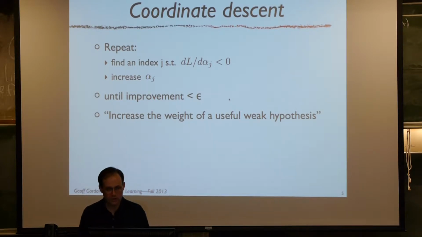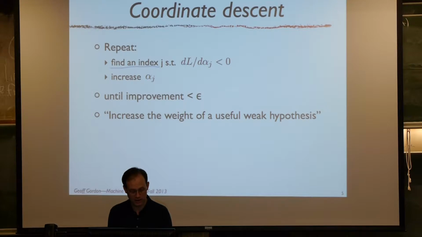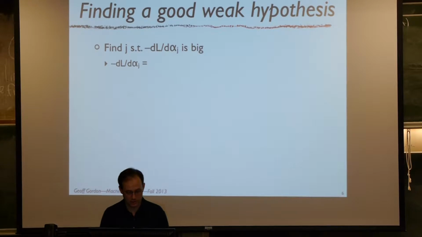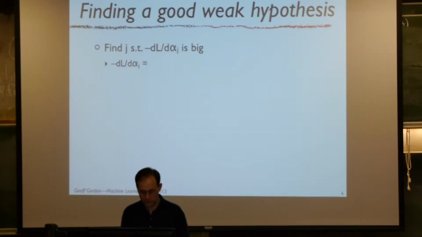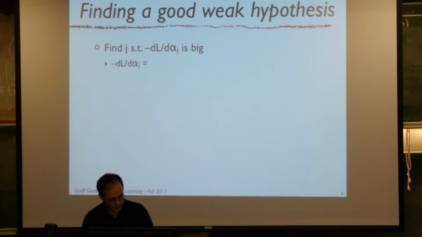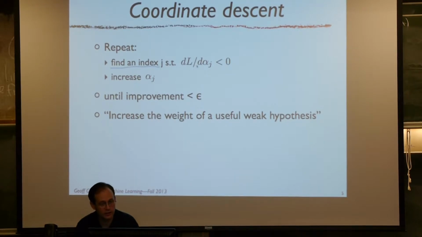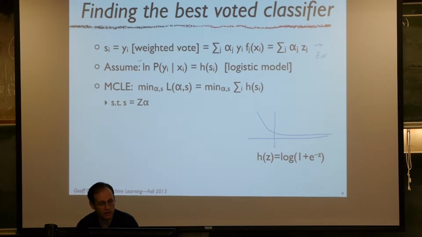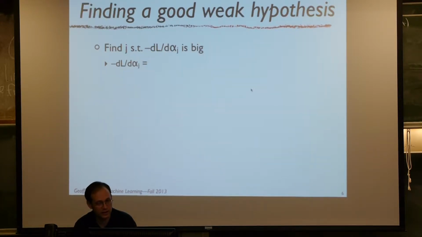And of course, in order to make this fast, this step, find an index, has to be efficiently implementable. We can't do it by enumerating all of the columns of this Z matrix. We can't do it by enumerating all of our classifiers. So let's take a look then at how we might do it. This derivative, from the previous page, this was the definition of L: L is the sum over i of h of s_i.